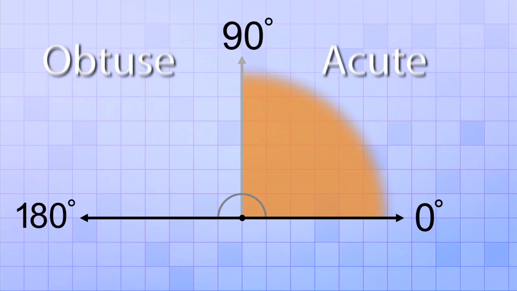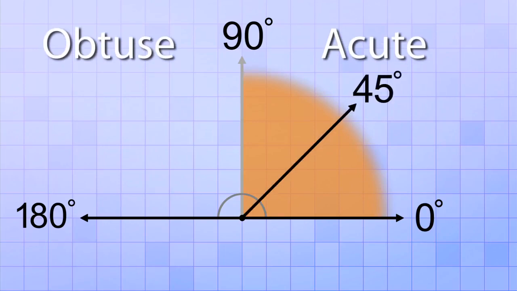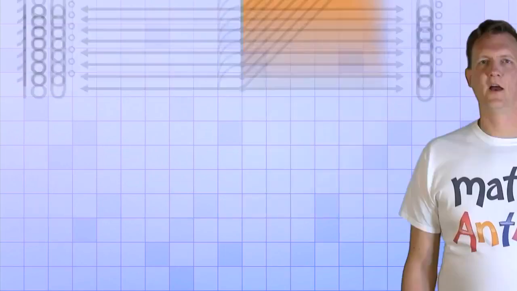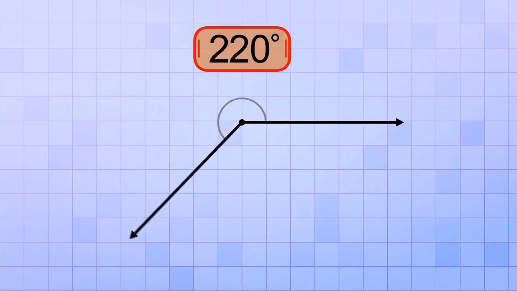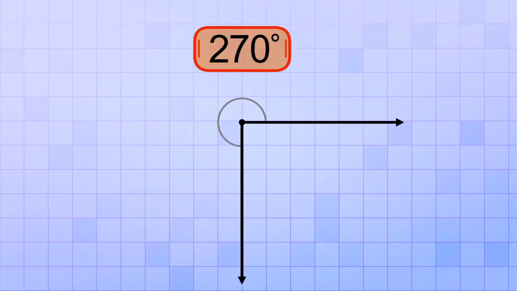One important acute angle is 45 degrees since it's half of a right angle. All right then, let's continue rotating past 180 degrees. Our angle readout keeps getting higher, and the next important angle we come to is this one, 270 degrees. It also forms a right angle, but it points down instead of up.